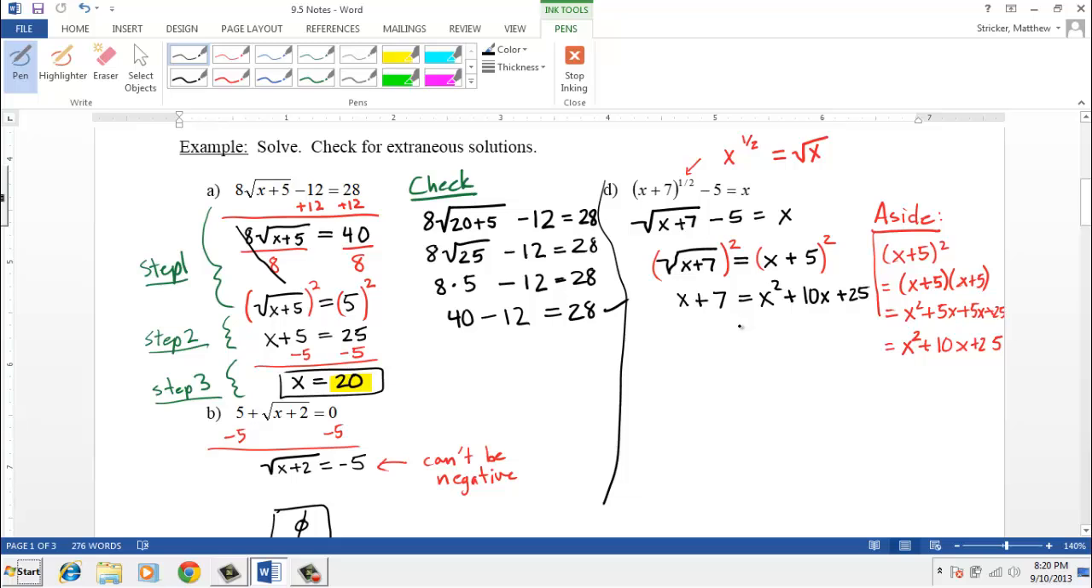Hopefully you're thinking in your head that we need to get everything on one side set equal to 0 so that we can factor. Remember we did that in section 8.4, and so I need to move that x over by subtracting x, and I need to move the 7 over by subtracting 7. And so this allows us to have 0 equals x squared, 10 minus x is a positive 9x, and then 25 minus 7 is 18.